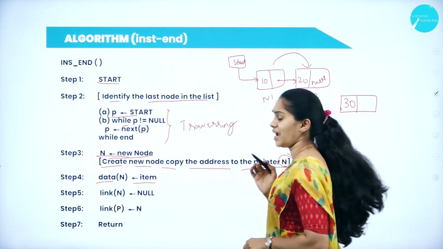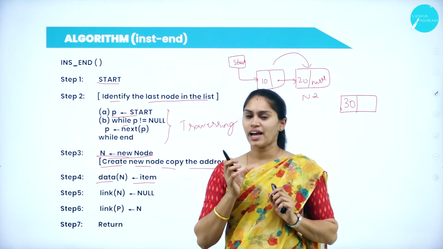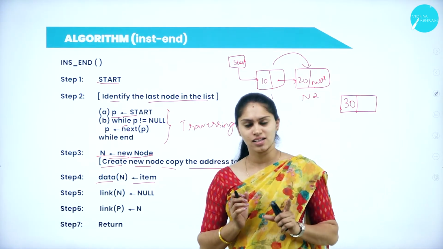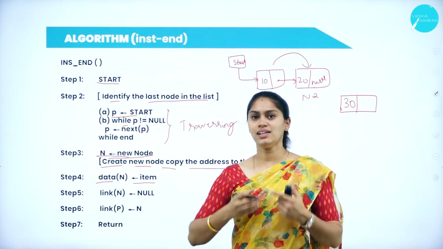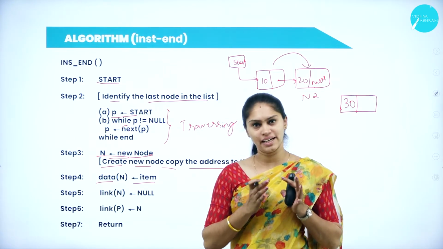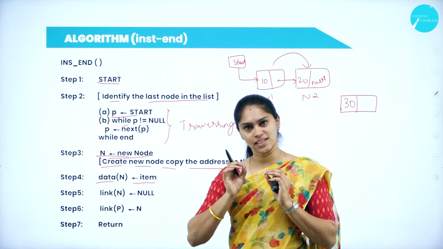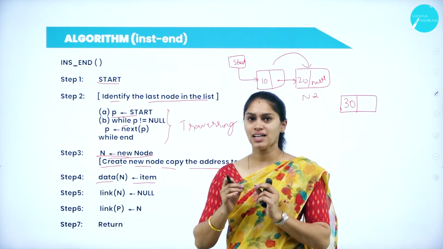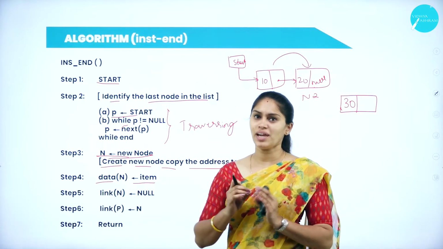When I am creating a new node at the end of a linked list, I have to give the link as null. Why? Because we are making that the last node of a linked list. So whatever the existing last node was, its link will point to the newly created node of a linked list, and the newly created node's link will be null.